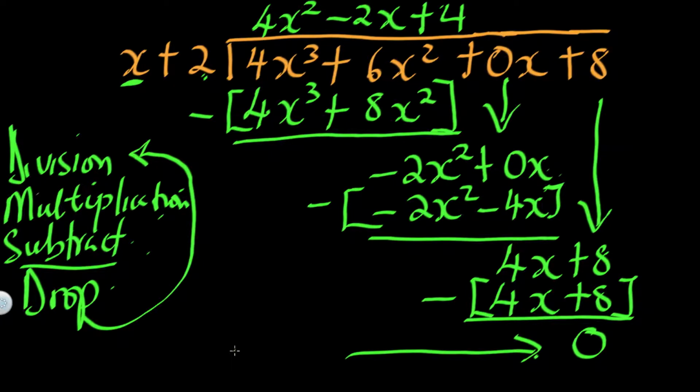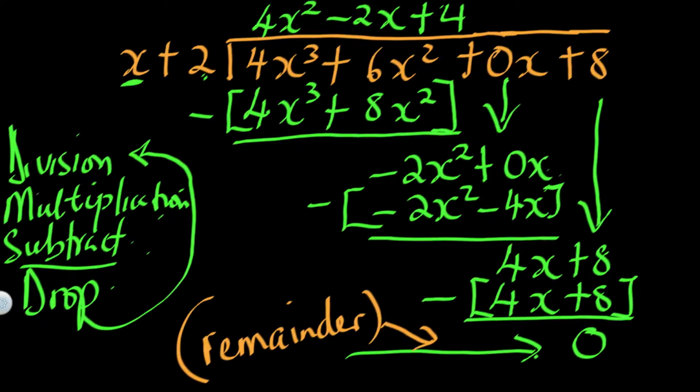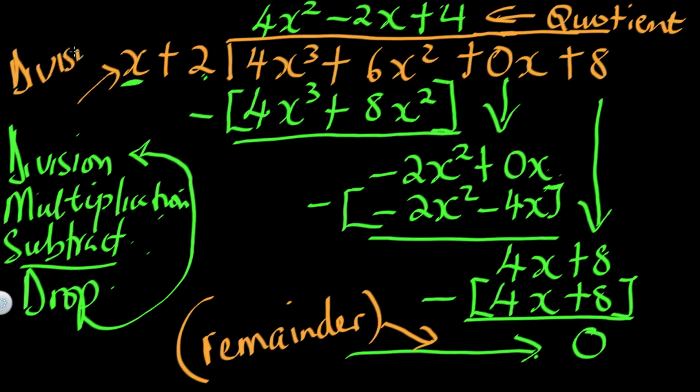I want to label all these things that we have. This is our remainder. What we have here on top is our quotient. This is our quotient. I said this is our divisor. So x plus 2 is our divisor. And this one is our dividend. All of this, 4x cubed plus 6x squared plus 8, we call that the dividend. We're done.